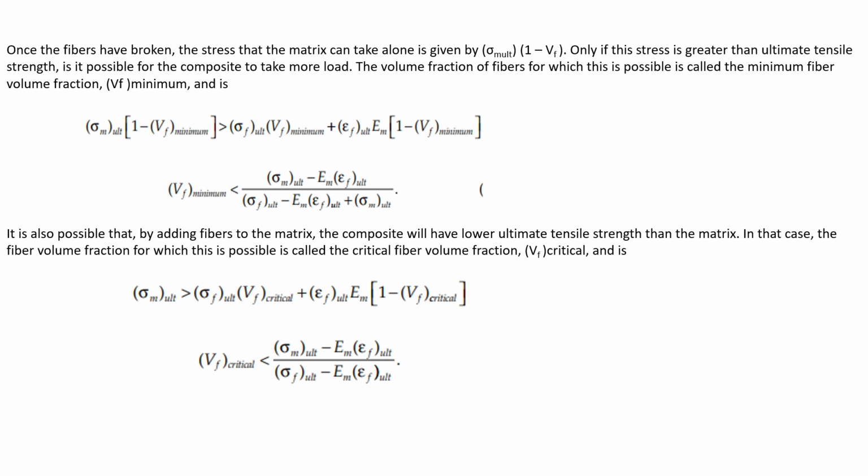Whereas, it is also possible that by adding fibers to the matrix, the composite will have lower ultimate tensile strength than the matrix. In that case, the fiber volume fraction for which this is possible is called the critical fiber volume fraction, and the equations are given to find out the values of fiber volume fraction which is minimum and critical.